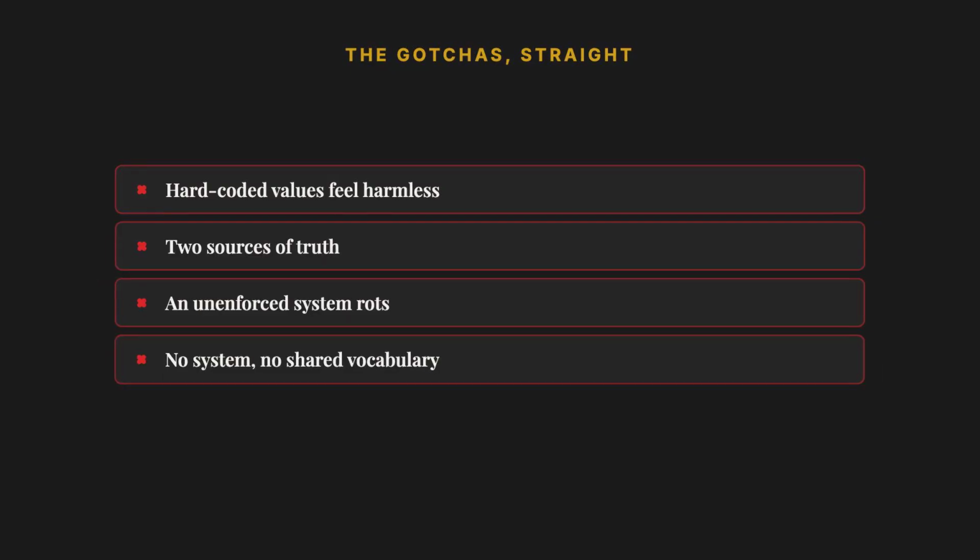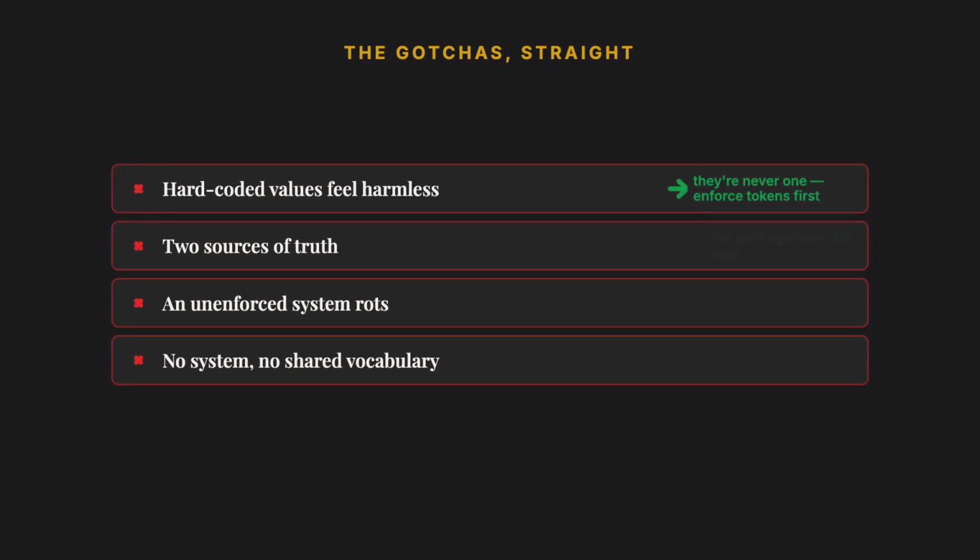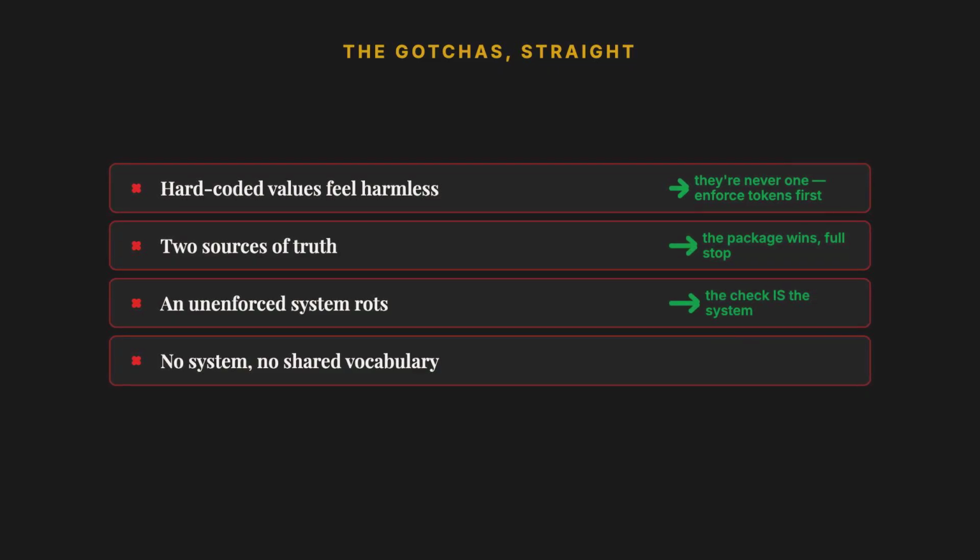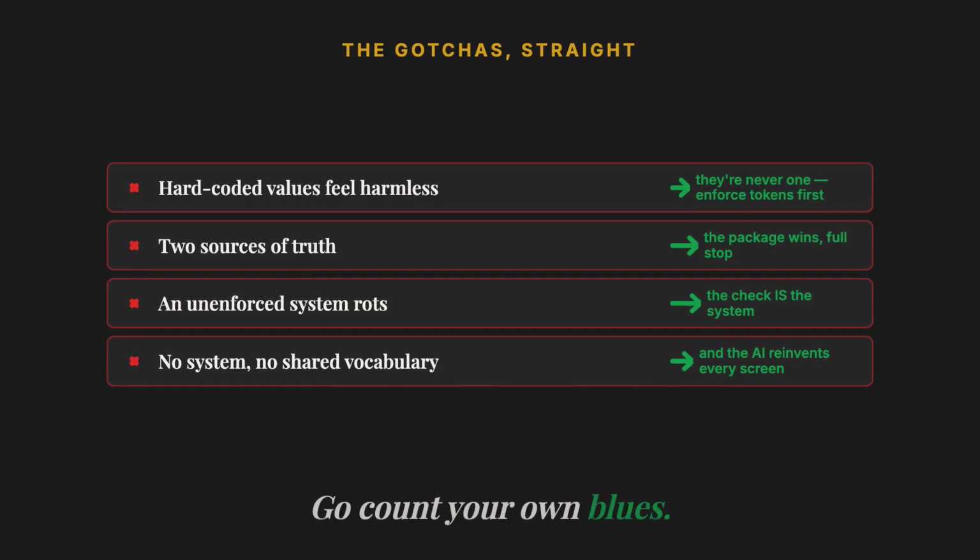Let me hand you the gotchas straight, because every one of these is how I've watched people and myself get burnt. First, hard-coded values feel harmless, and they're not. One magic hex color is never one. Enforce tokens before the drift starts, because cleaning up 9 grays after the fact is genuinely brutal, miserable work. Way harder than just not letting it happen in the first place.